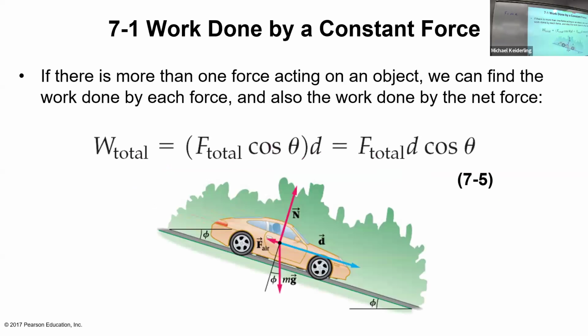And if there's more than one force acting on an object, you can find the work done by each individual force and add them up. Or you can find the net force and find the work done by that. And those will always come out to be the same. So the total work is the total force times the cosine of the angle times the distance. You can either add up all the forces, find the net force, or you can do the individual works from each force. Both are options.